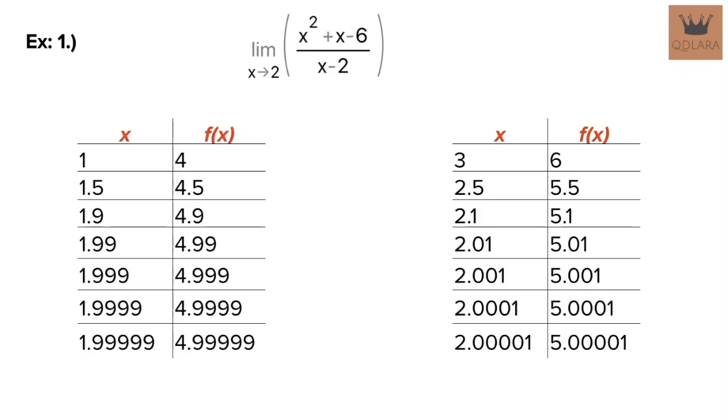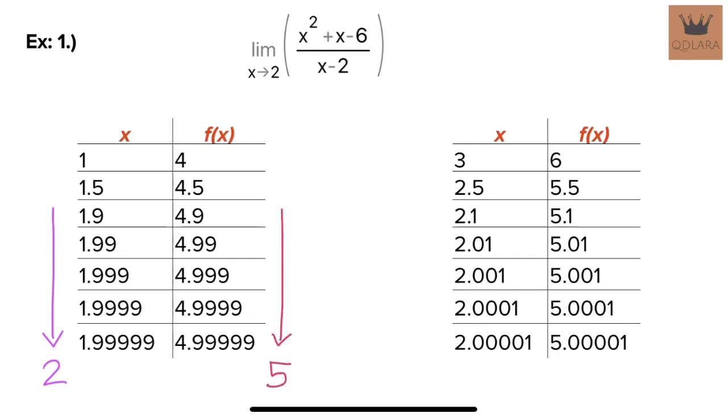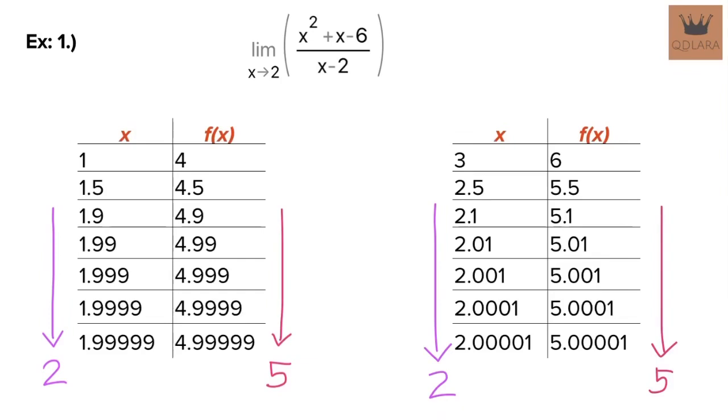So summarizing the results, we have the following conclusions. As x approaches 2 from the left, f approaches 5. And as x approaches 2 from the right, f approaches 5 as well. Now we call 5 the limit of (x squared plus x minus 6) divided by (x minus 2) as x approaches 2.